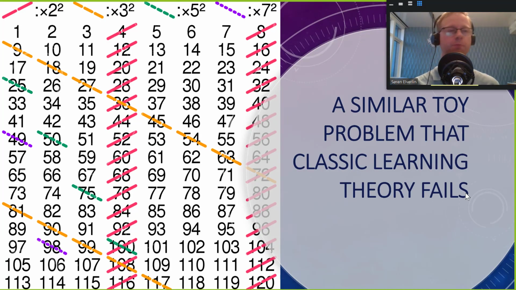Okay, so that was my example. Now we get to the actual article that has a similar toy problem where classical learning fails. Before I talk about this, I will just describe a mathematical structure called square-free numbers. Here you can see all the numbers from 1 to 120, and some of these have been crossed out. The ones that have been crossed out are the ones where the prime factorization has a square. So for instance, if 2 to the second, that's 4, divides a number, it's crossed out. You can see all these have been crossed out, and all the ones that 9 divides, and all the ones that 25 divides, etc. Okay, so those are the square-free numbers.